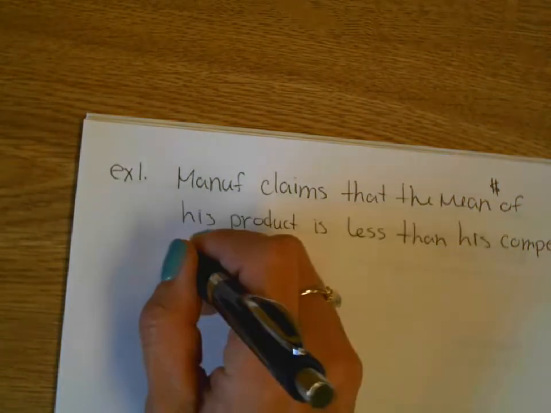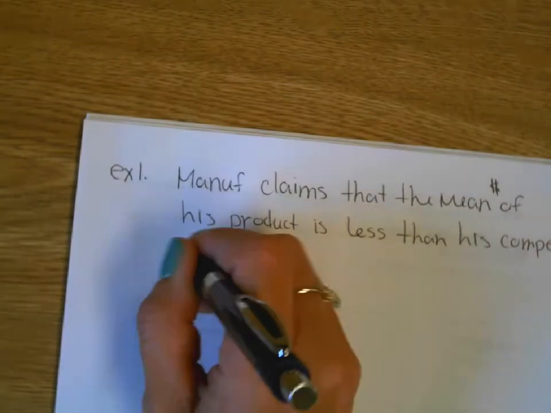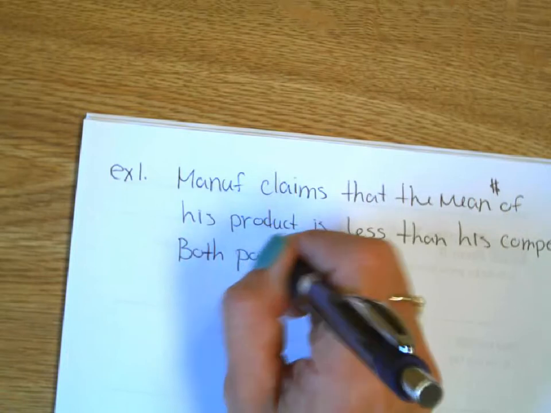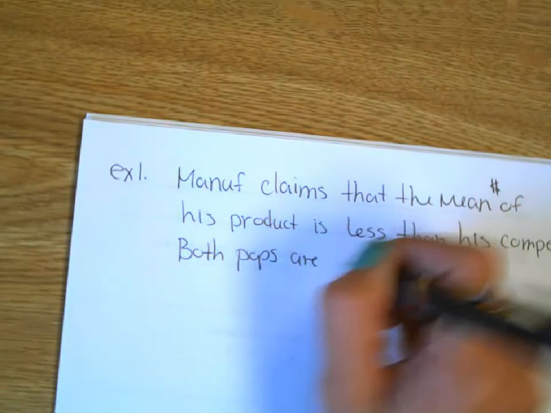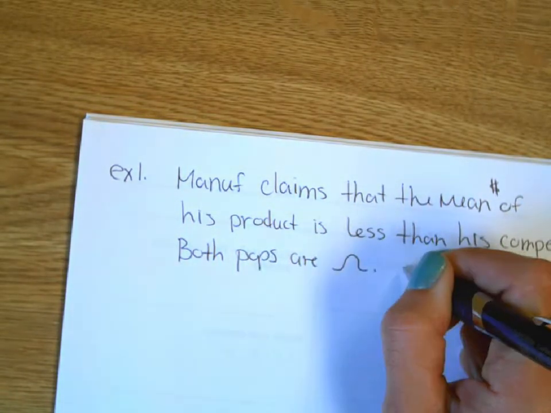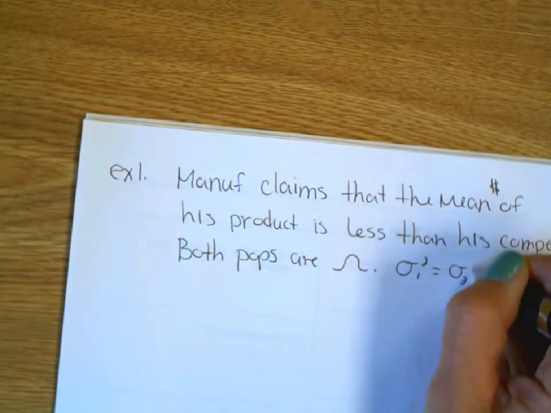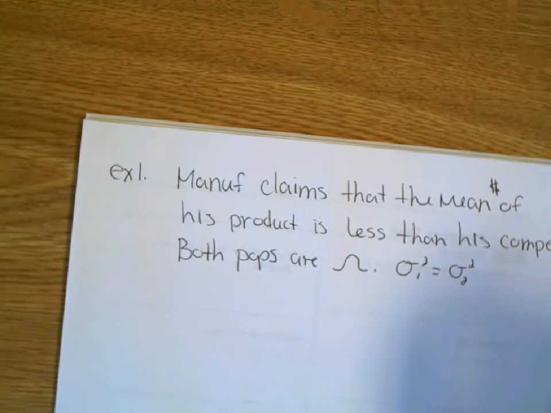And here's what we know. Both populations are normal, and the population variances are equal. And we're going to test this at 0.10 if possible.